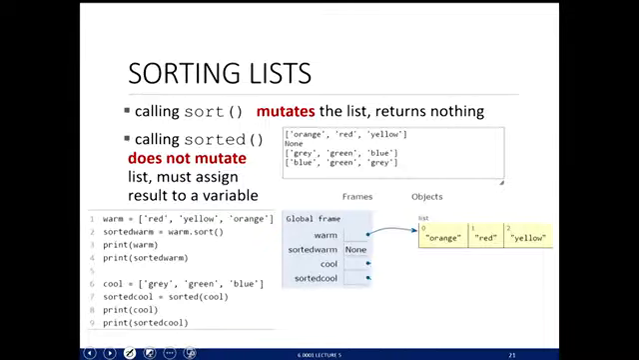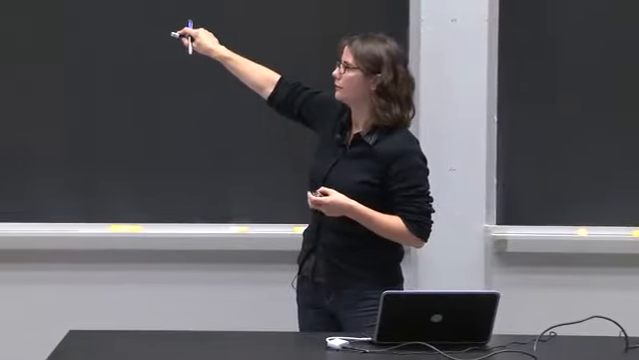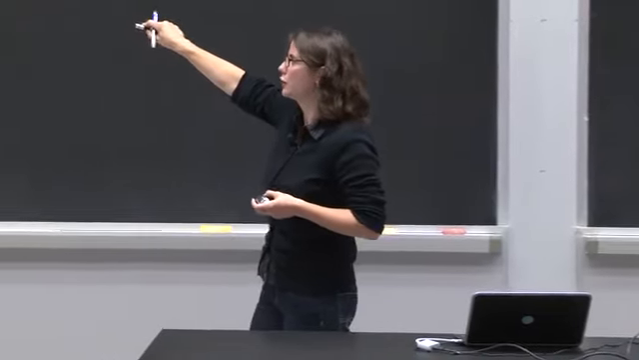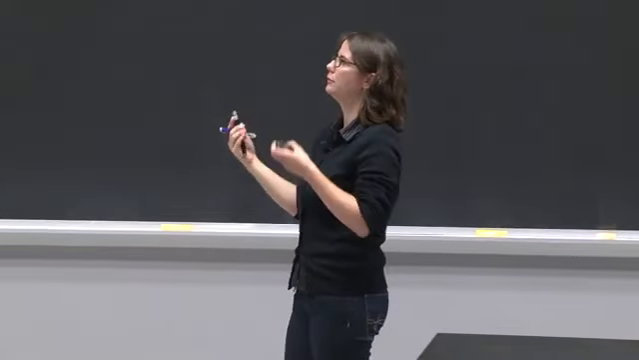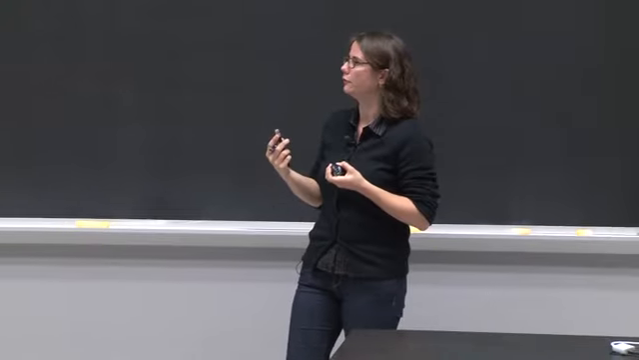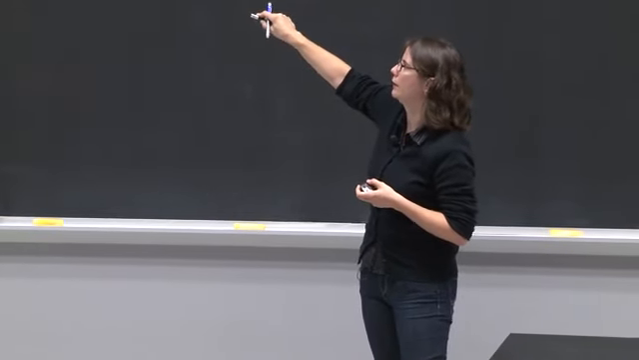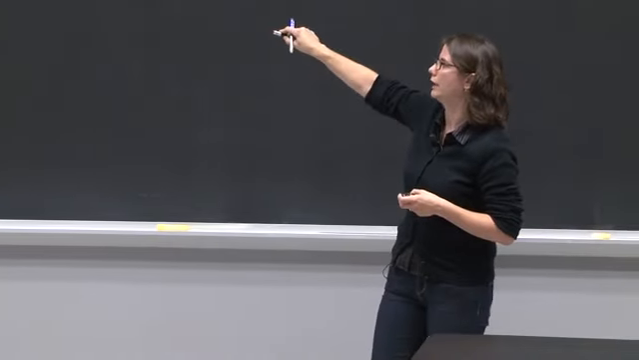And notice that I've assigned the return of this to sorted warm. And the return is None because L.sort, or .sort, mutated the list. Right? It didn't return a sorted version of the list. It mutated the list itself. So when I print warm and I print sorted warm, I'm printing the mutated version and then this None here.